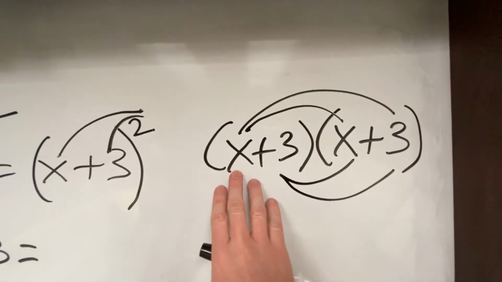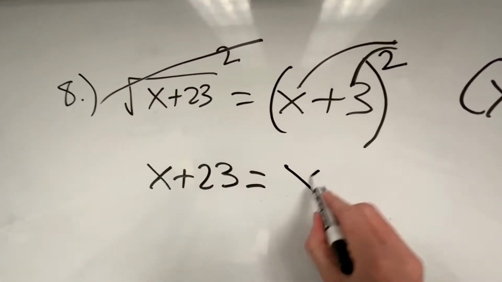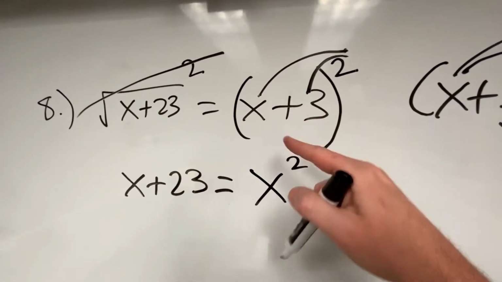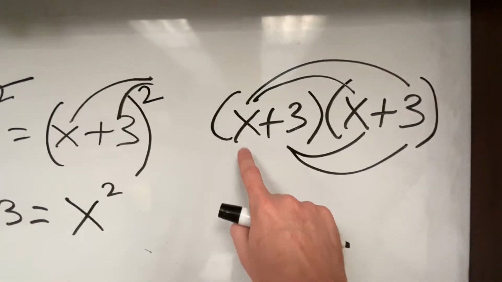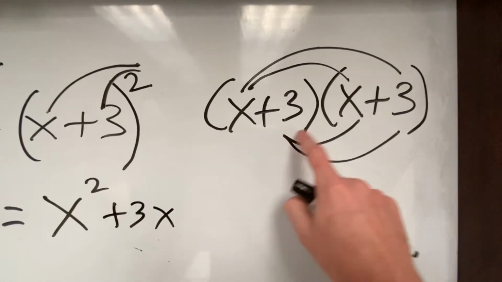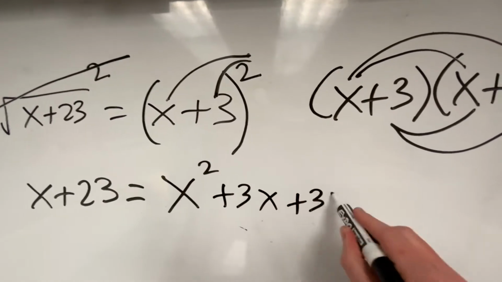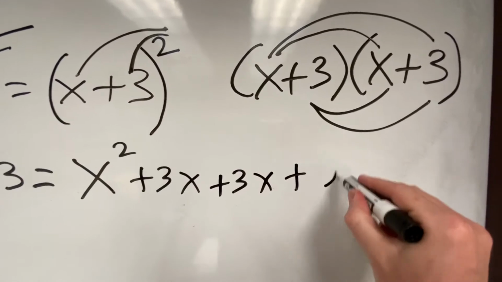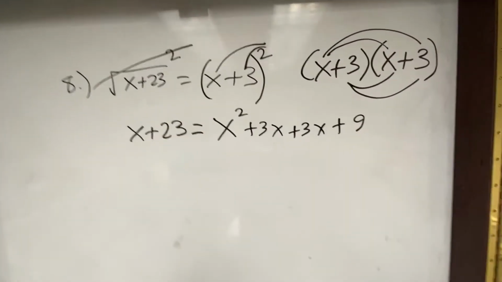That'll never work. X times X is X squared. That's one of the reasons I gave you this problem, because a lot of students mess this up on the ACT and they just square the two numbers. X times 3, that's a plus 3X. 3 times X, that's a plus 3X. 3 times 3, that's a plus 9. Now we're getting somewhere.